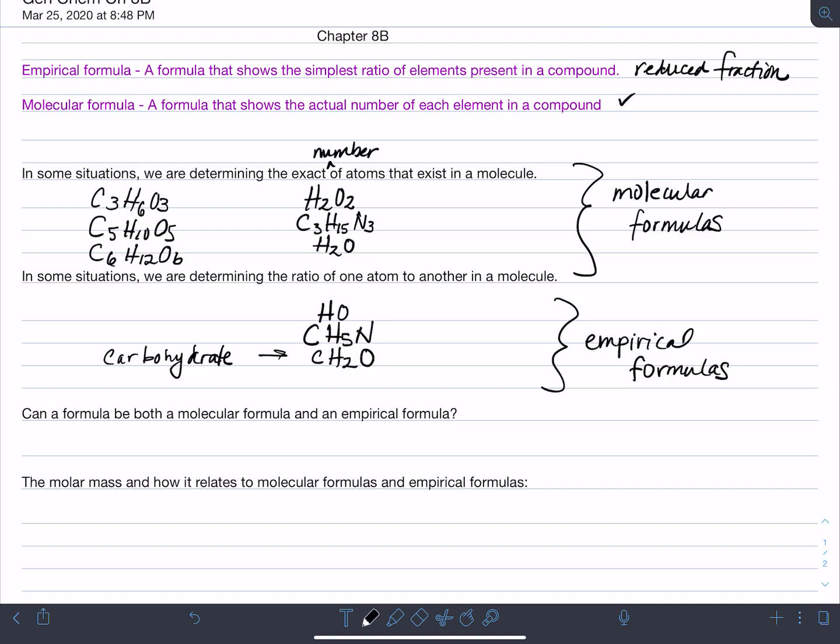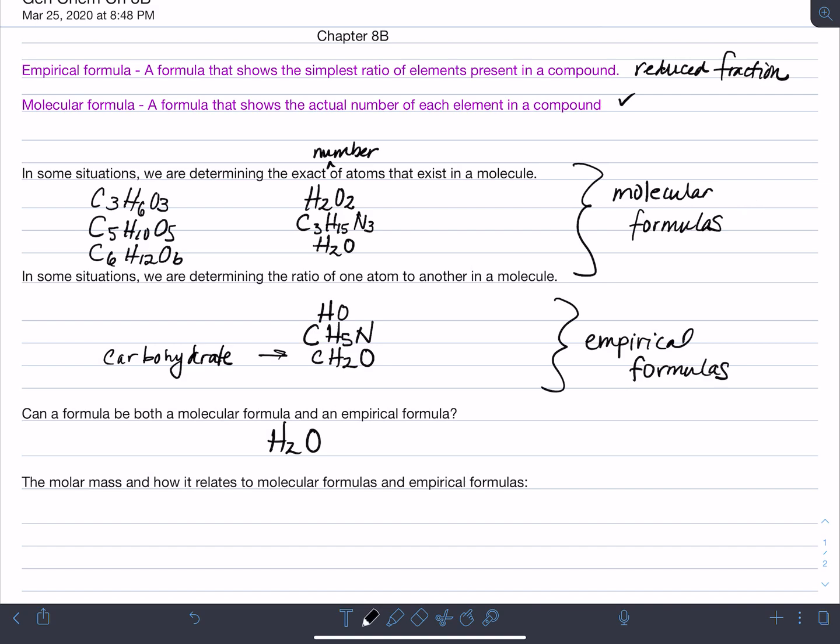Now, I have a question for you. Can a formula be both a molecular formula and an empirical formula? Sure. Something like H2O. This gives the simplest ratio, but it is also the exact formula. So just because something is in a reduced form does not mean that it cannot be a molecular formula. We simply know that if something is not reduced, it can't be an empirical formula. If they're in this form up here where they can be reduced, we know that they certainly are not empirical formulas.